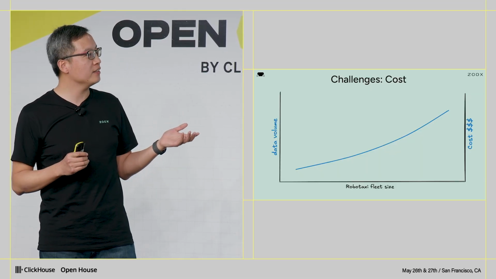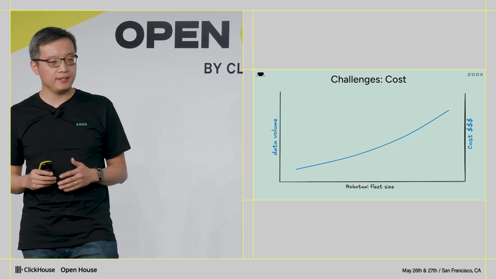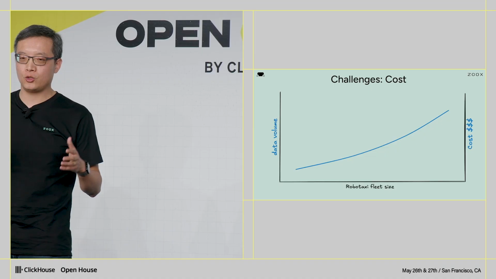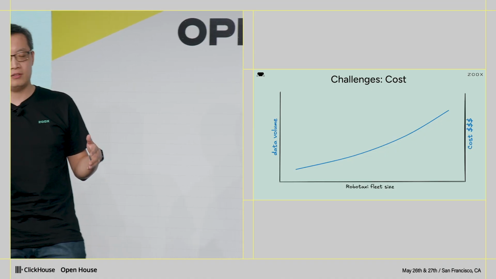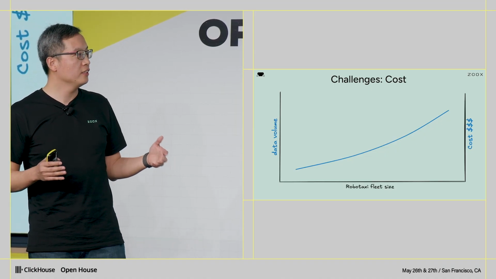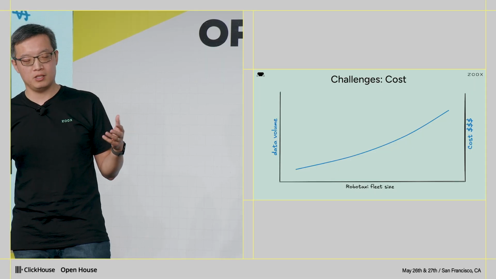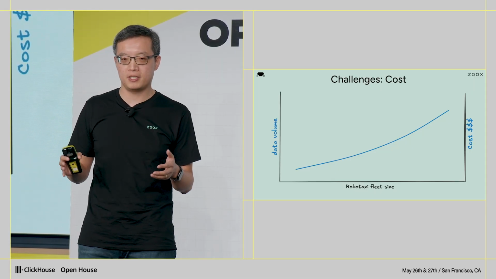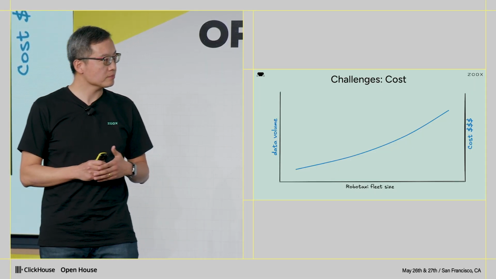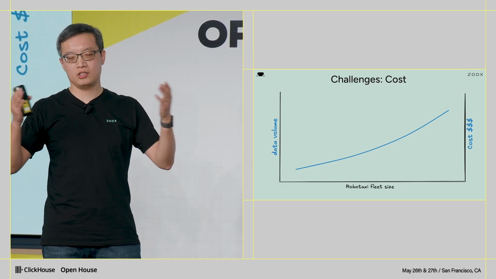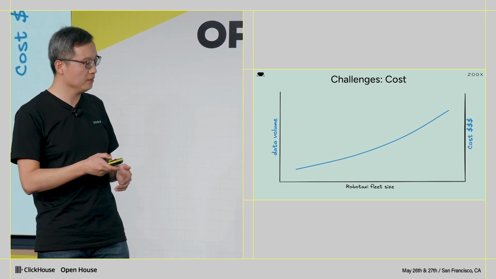And then on the other hand, for the dollar cost, right? As I mentioned, the data used to stay in the NVMe for the open source ClickHouse. So we really hoped we could offload the data to some object storage, and also the compute. Compute resources also take money.